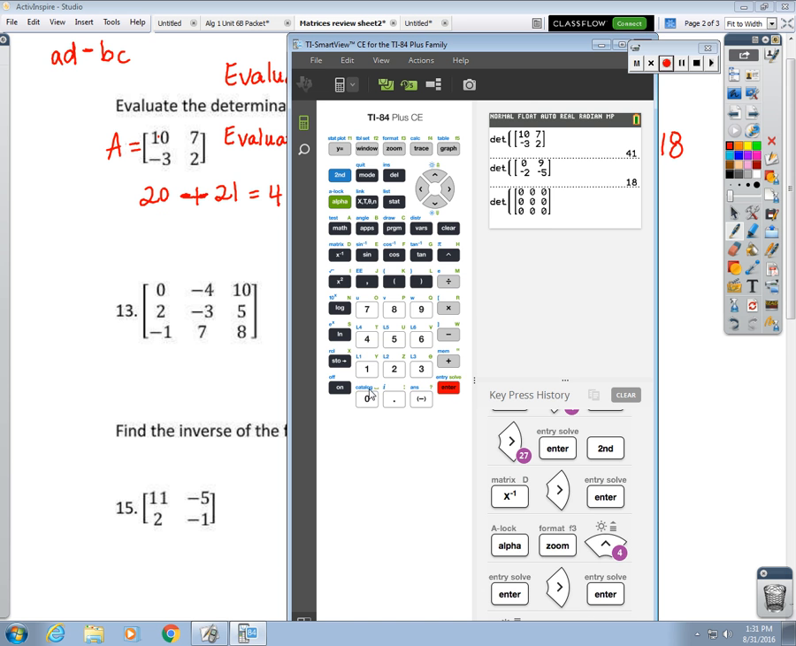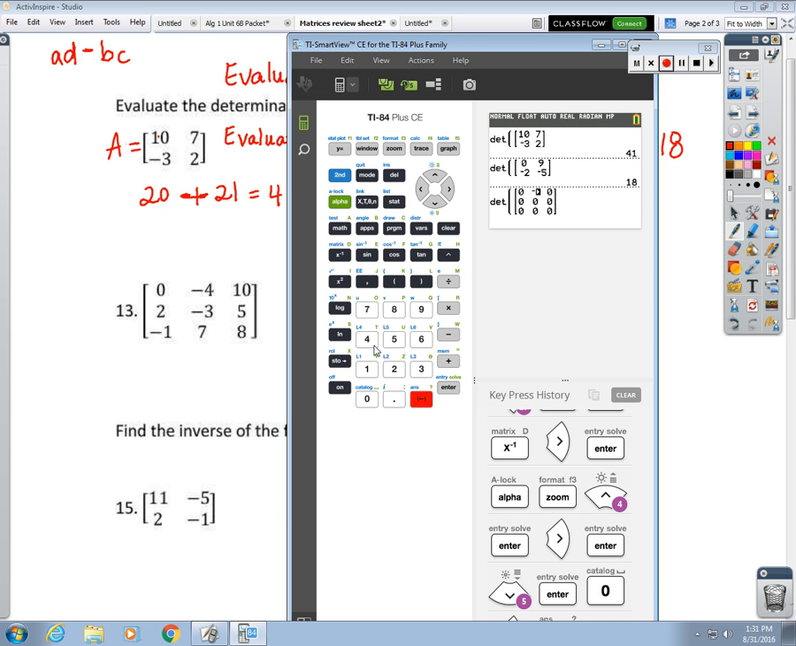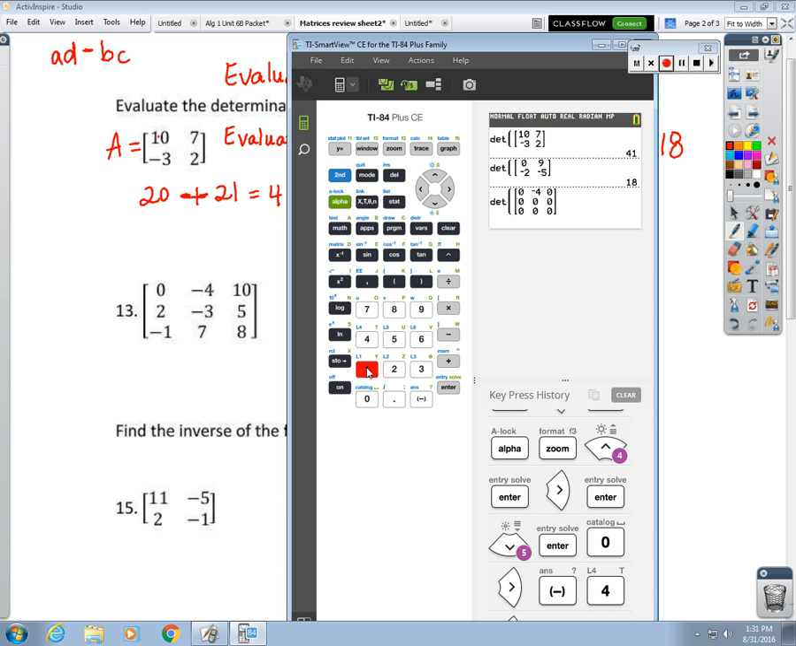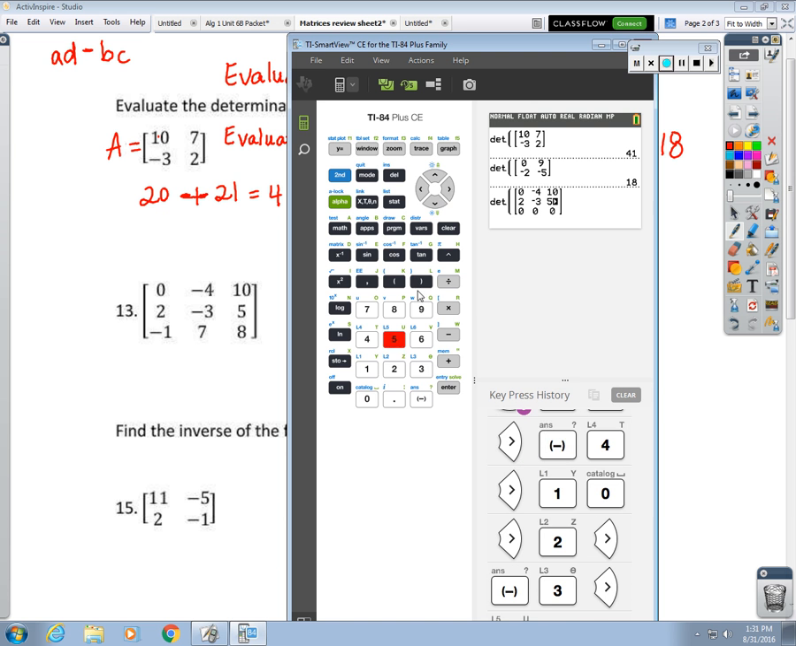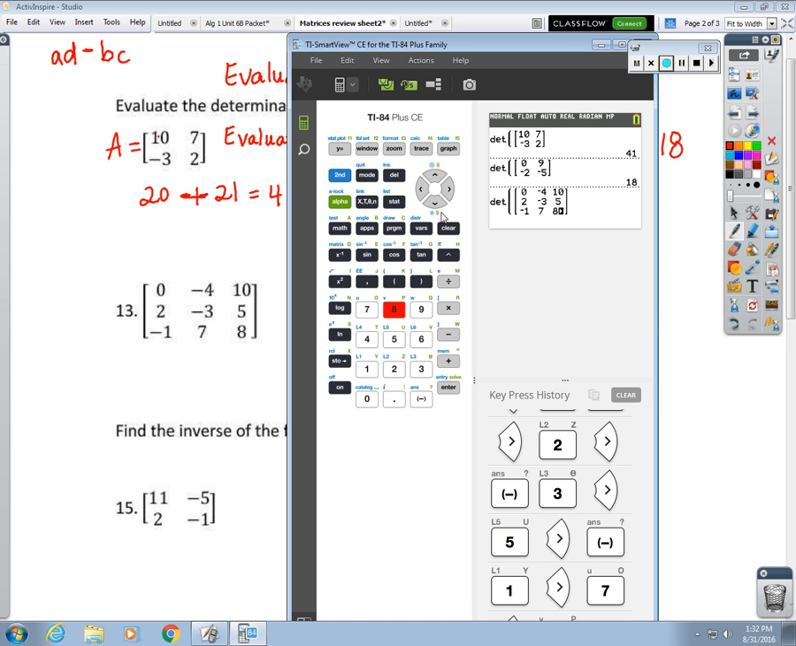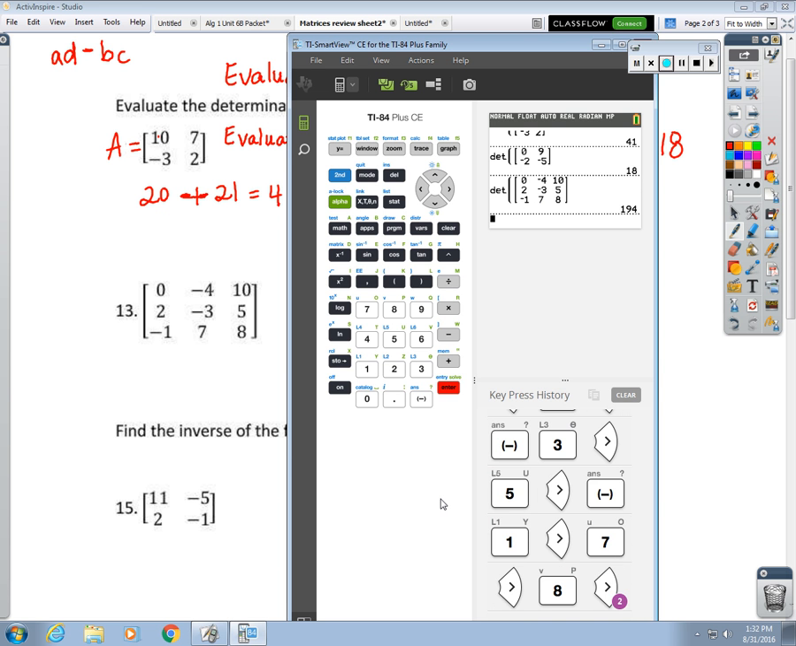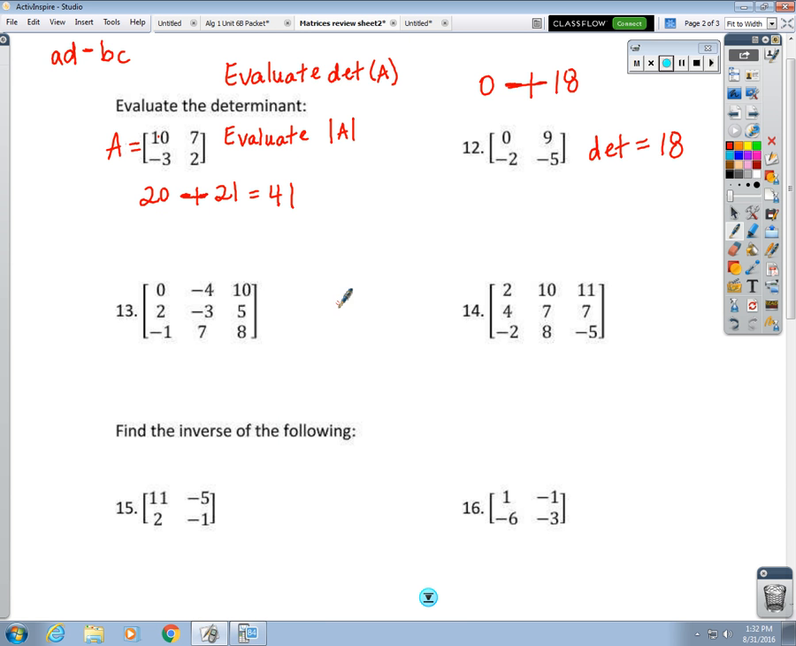Okay, and then enter the 9 elements. So 0, -4, 10, 2, -3, 5, negative 1, 7, and 8. And always check your elements, because one little mistake will mess up the whole thing. 0, negative 4, 10, 2, negative 3, 5, negative 1, 7, 8, and we're doing the determinant of it. 194.